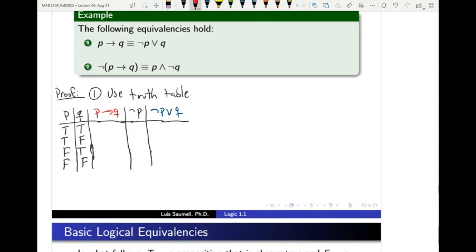What do I write? True. True. False. False. True. True. True. And true. Okay? All right. So, negation P, what is this? False. False. True. True. True. And true. Yes?